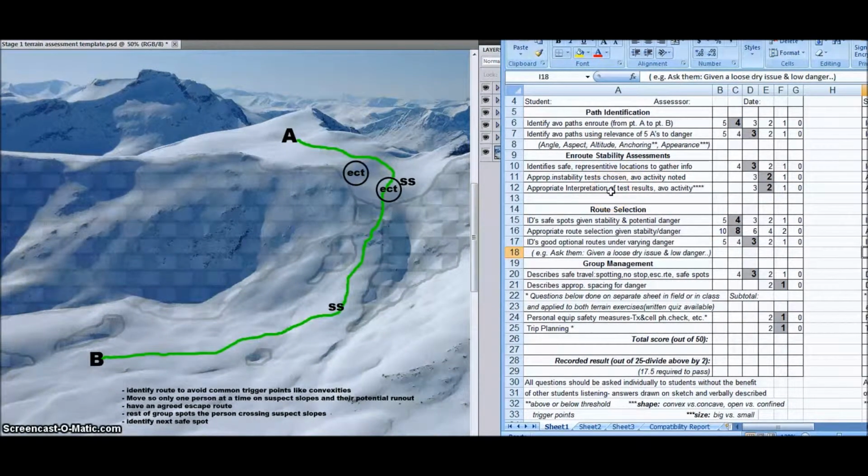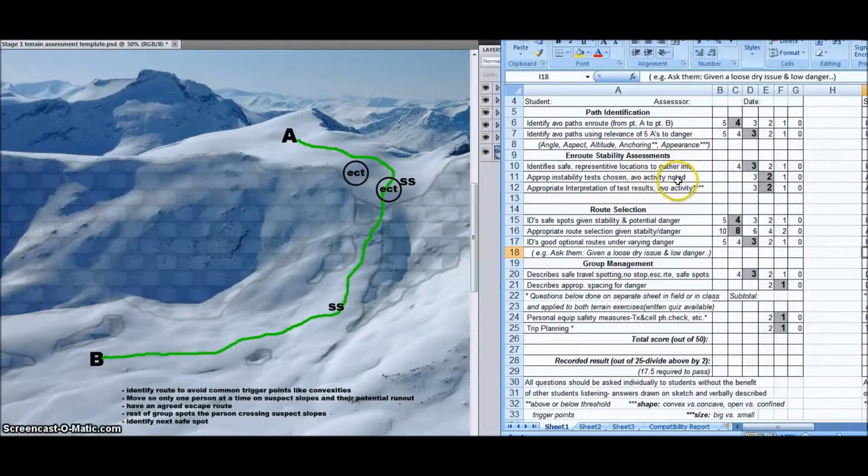Moving on to en route stability assessments. The first one I can easily get the information from looking at the image where he's put 2 ECT tests as requested. Identify safe representative locations. It's on the lee part of the slope, and it's not on avalanche terrain. So yes, I'd be giving him full marks of 4 on that one.